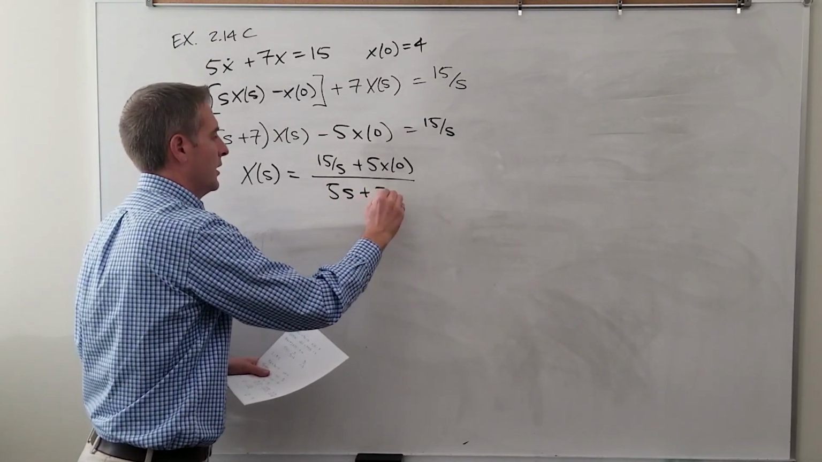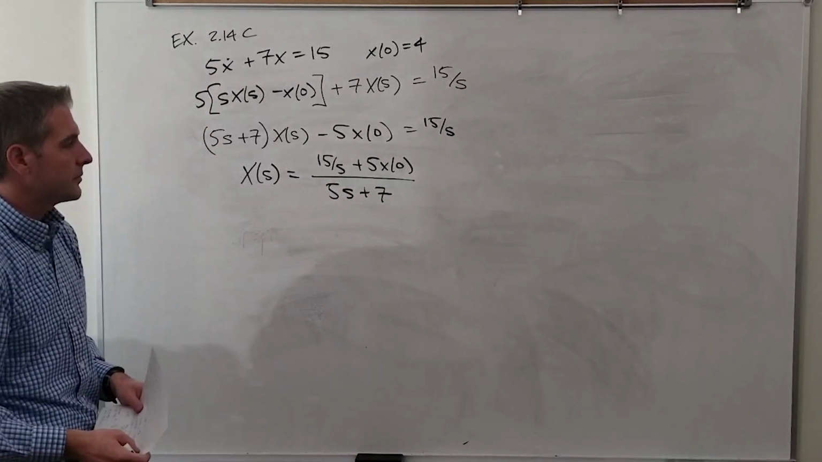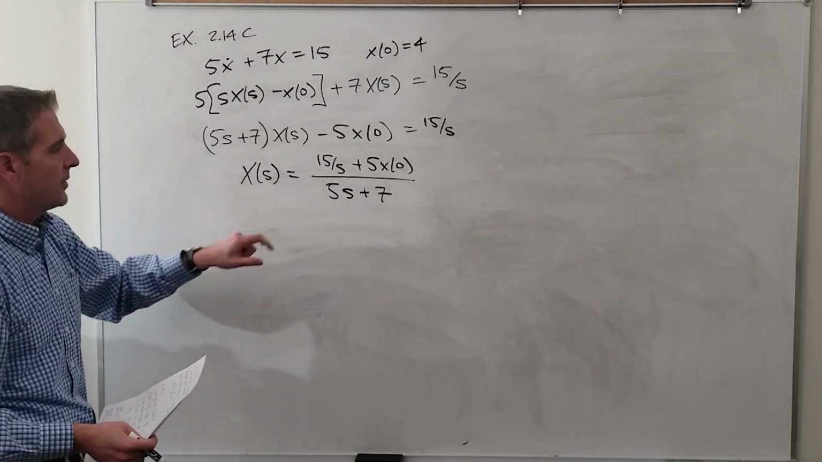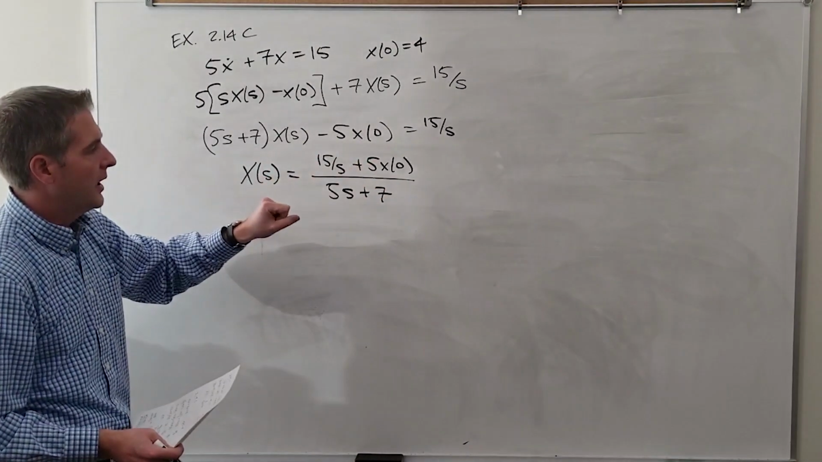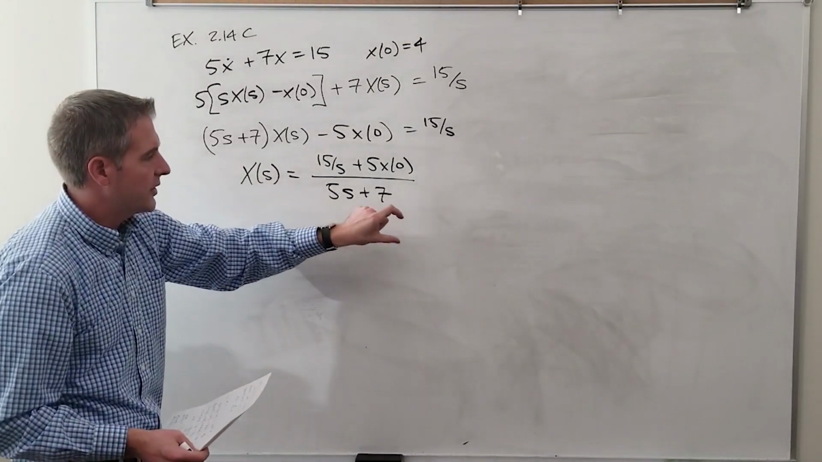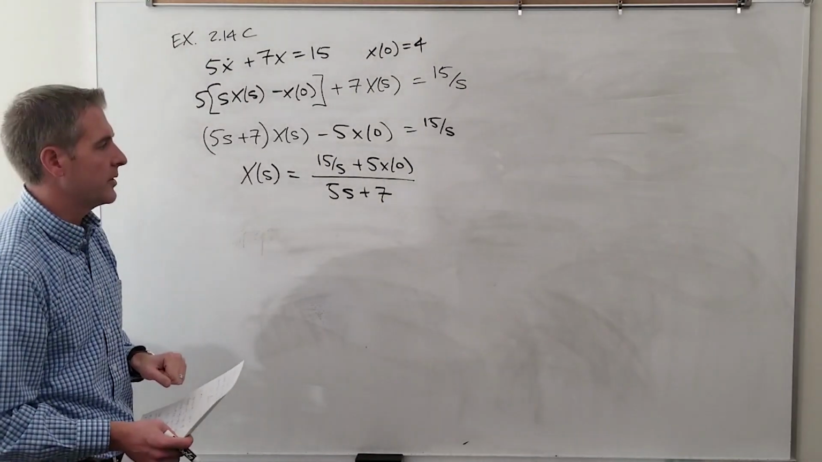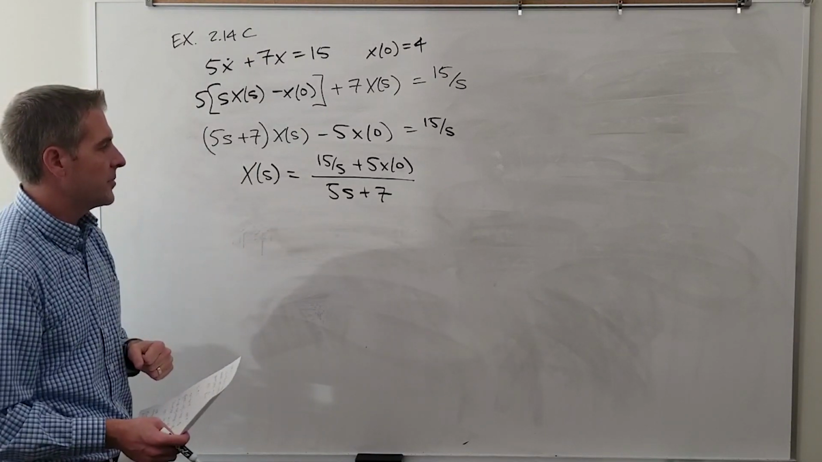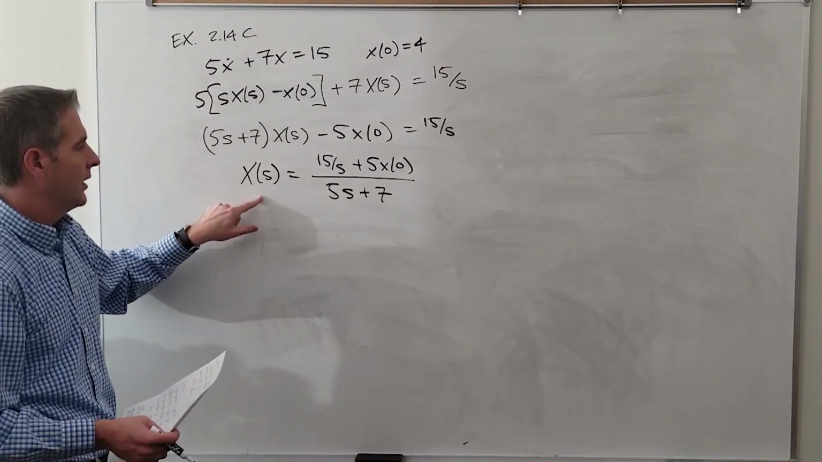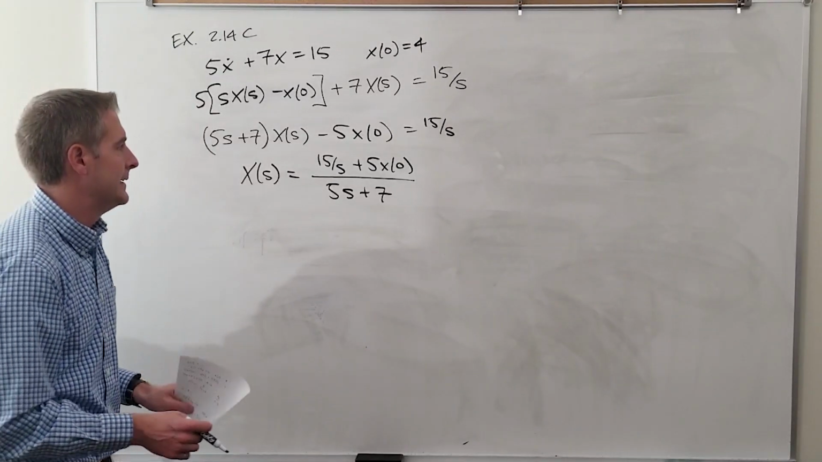5s plus 7. And so, similar to before, now we need to see what we can do to make this particular term into a set of other terms that we can find in tables 2.2 and 2.1, so on and so forth, so that we can inverse Laplace transform it to extract out and identify x(t).